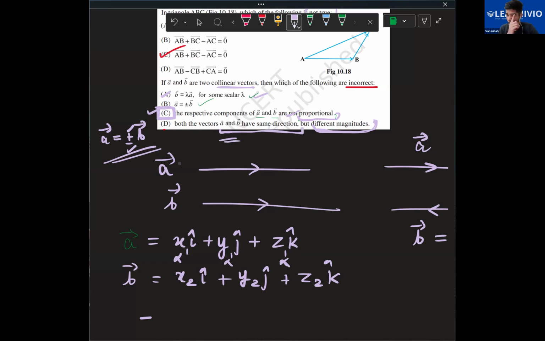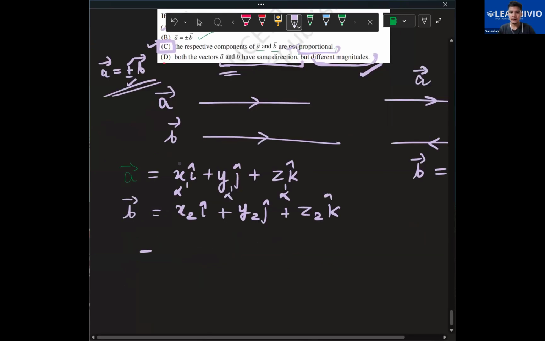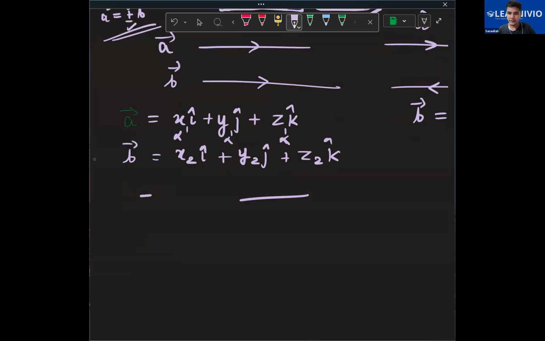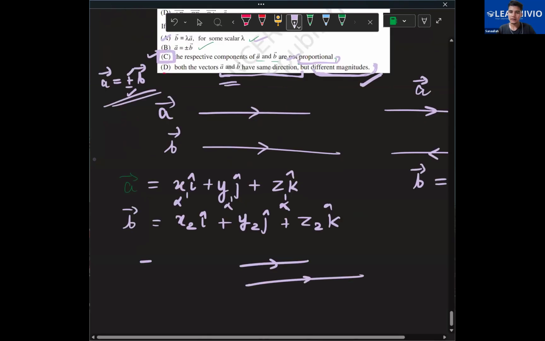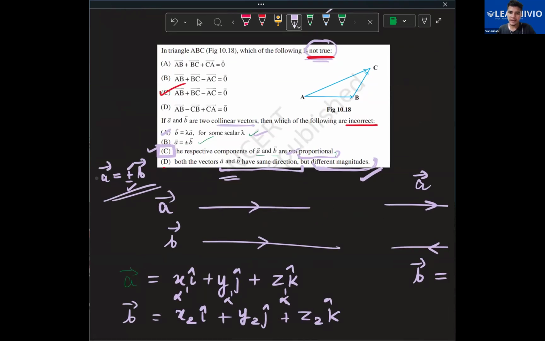This is the point. Different magnitude, it is possible. We know that collinear vectors, like if this is my magnitude of a collinear vector in this direction, and this is my vector, then these two vectors are collinear. But if it says both the vectors A and B have the same direction, this is not always true, right? This is not always true. It can be in a different direction also. Okay, I will tell this. I will tell you about option C later, I think in the book solutions it is written wrong.